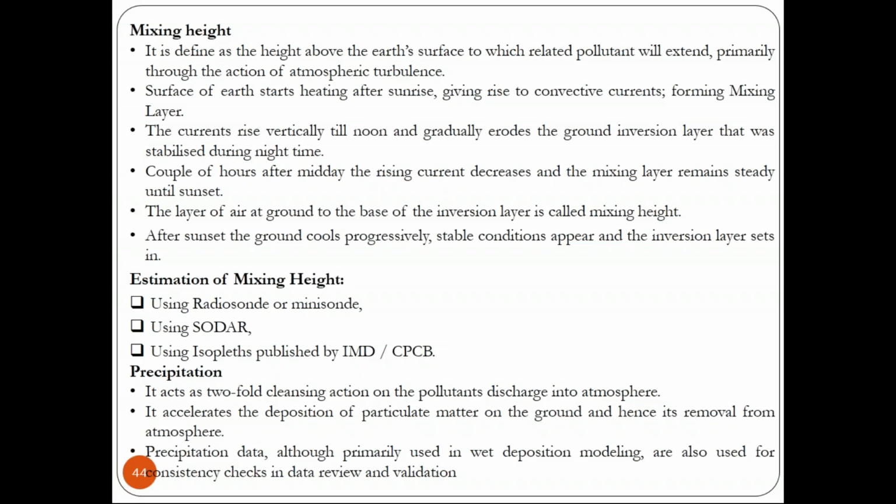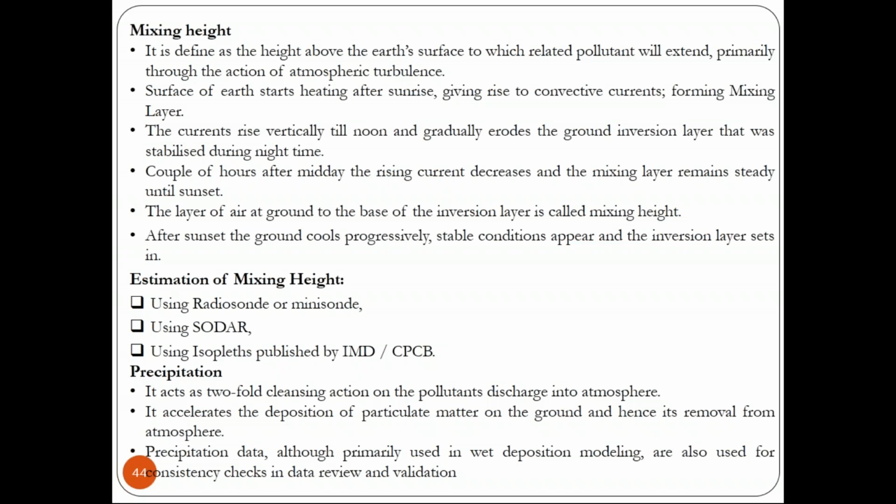So this forms a mixing layer, and the current rises vertically till noon, and after that gradually erodes the ground inversion layer that was stabilized during the night time, because at night the temperature will again cool down. So a couple of hours after midday, the rising current decreases and the mixing layer remains steady until sunset. So this layer of air from the ground to the base of the inversion layer is called the mixing height.